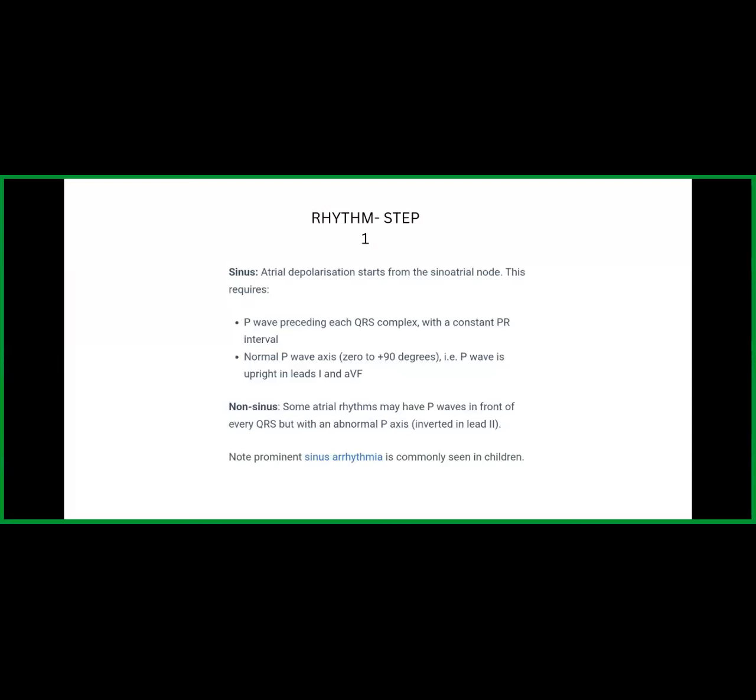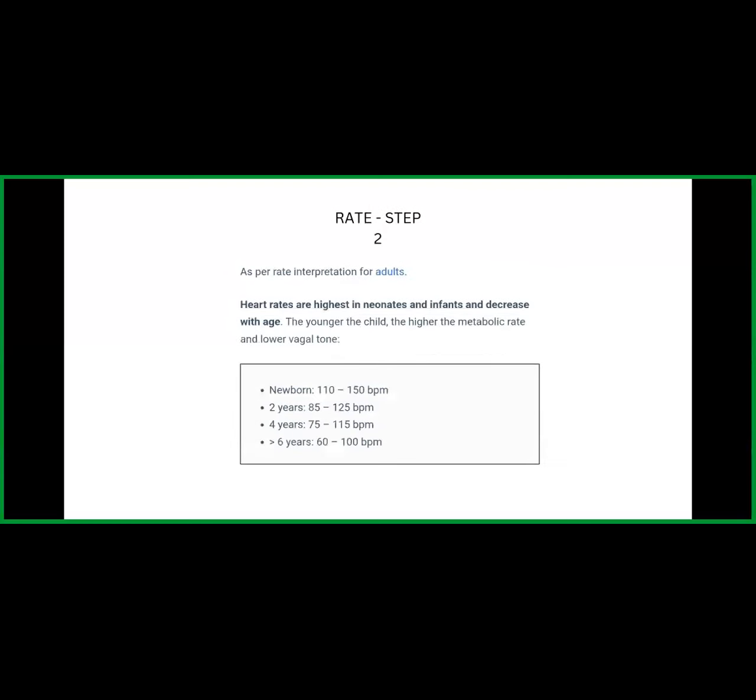Prominent sinus arrhythmias are very common in children, and this first step of analyzing the rhythm is very important. In a nutshell, the P wave will precede the QRS, the PR interval remains constant, and the morphology with a normal P wave axis is between 0 to plus 90. We have to check for a positive deflection in lead 1 and lead aVF. If lead 1 or lead aVF has a negative deflection, then it is an abnormal ECG. Step 2 is to define the rate. Rate in pediatrics is dependent on age.